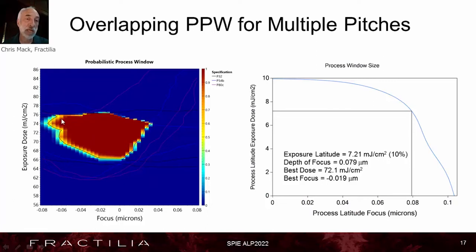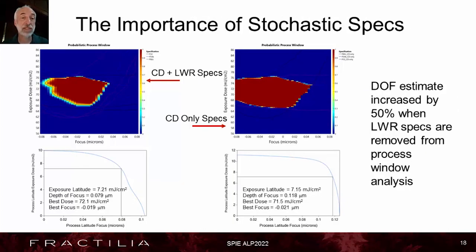Again, we're limited by multiple specs of CD, different pitches, and also LWRs for different pitches, which end up overlapping and producing the final probability. Here's the process window size, exposure latitude versus depth of focus, with the determined best dose and best focus. As a final example, I'd like to show you the extreme difference you get when you include or do not include LWR specs.